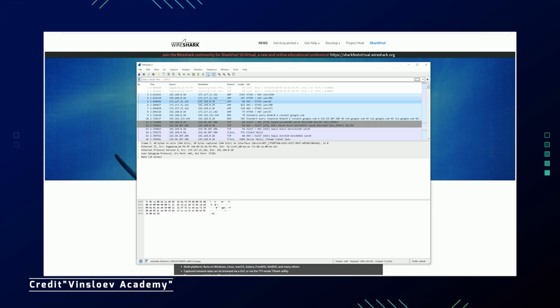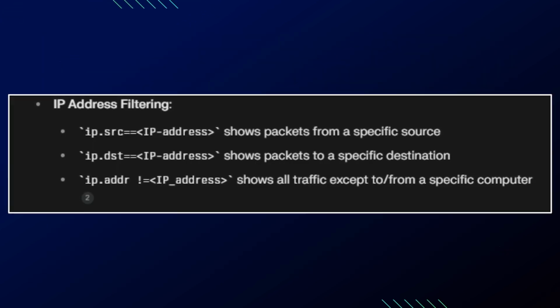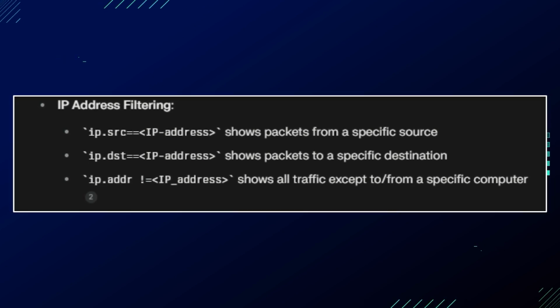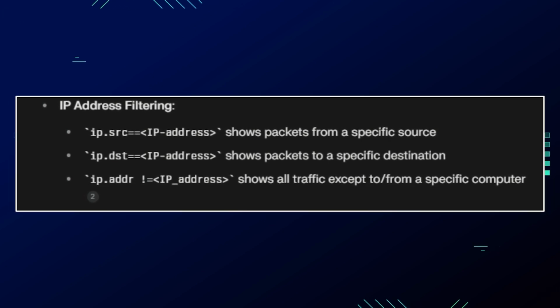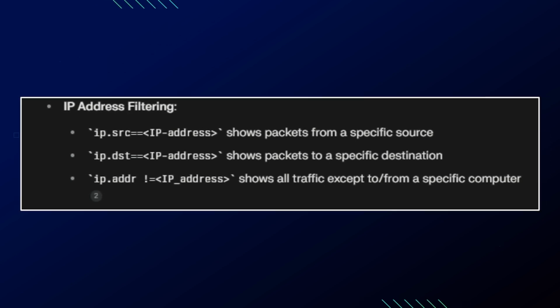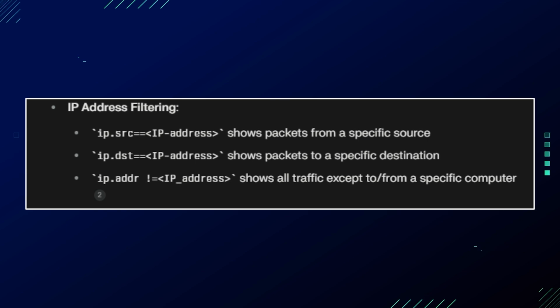Peter, please put the code on the screen as I talk. You have the IP address filtering: ip.src, which shows packets from a specific source; ip.dst, which shows packets to a specific destination; and ip.addr, which shows all traffic to or from a specific computer.